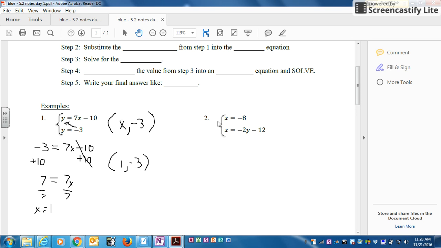Okay, now the next one, question number 2. If x equals -8 and x equals -2y minus 12, then -8 must equal -2y minus 12. And then you're going to find what that is equal to. Actually, I'm going to go back over here real quick. I always put a box around my answer. So we want to find out what y is equal to. In this case, we know that x is equal to -8.